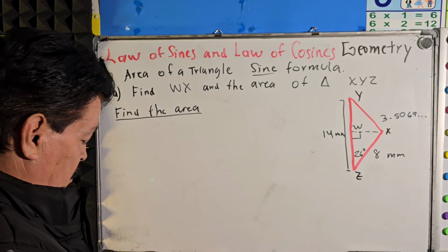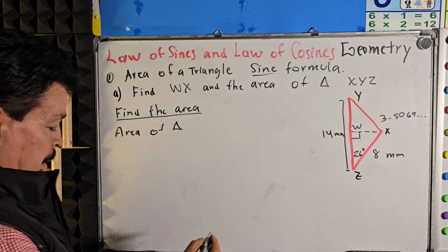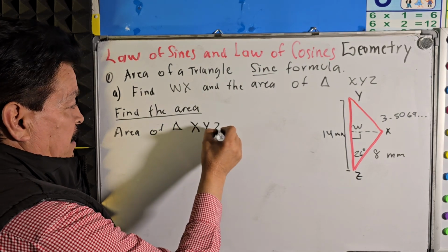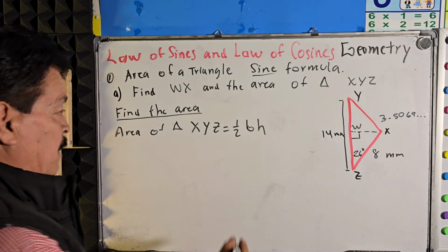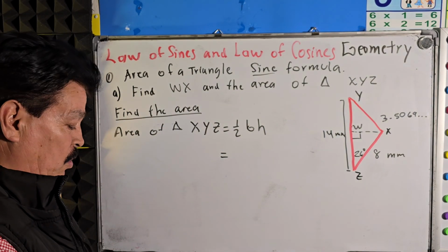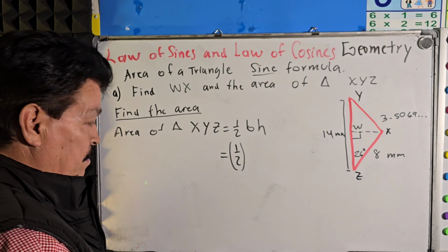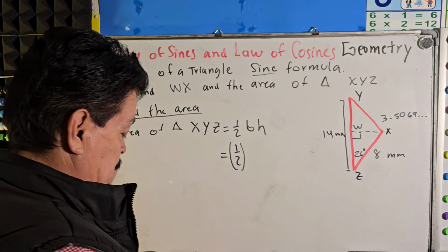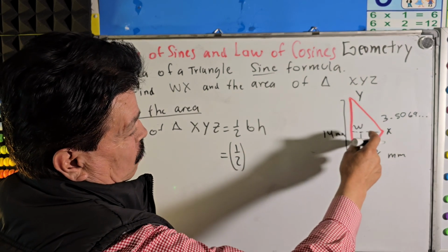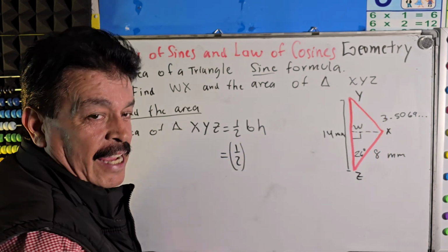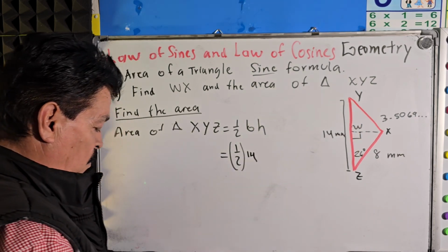How to find the area? So the area, just write the formula. The formula of triangle XYZ is equals 1/2 times base times height. That's the formula. So we have to substitute. We will have 1/2 times base. What is the base of the triangle? We have the base right here. This is the base actually. So write 14 here.